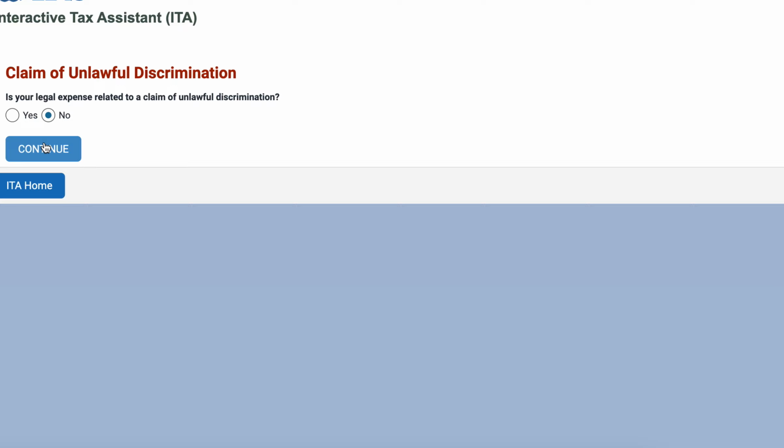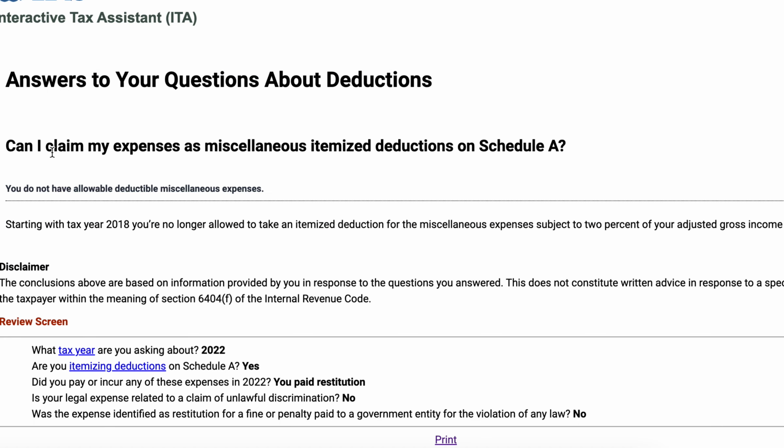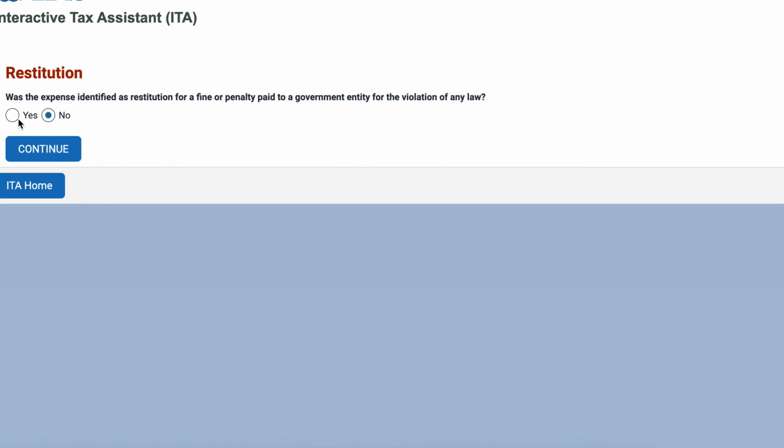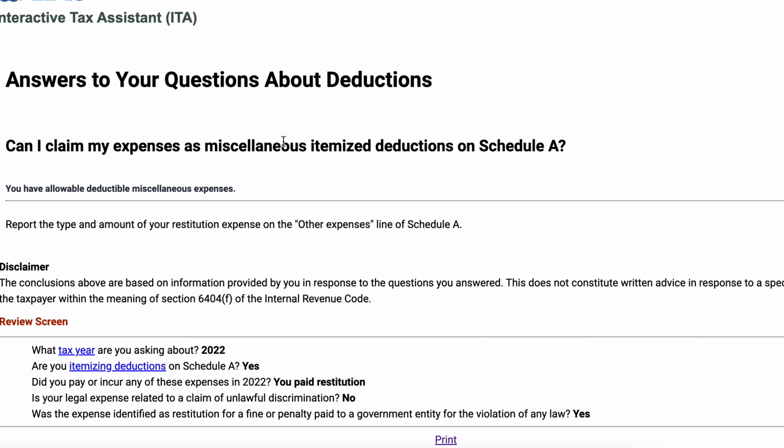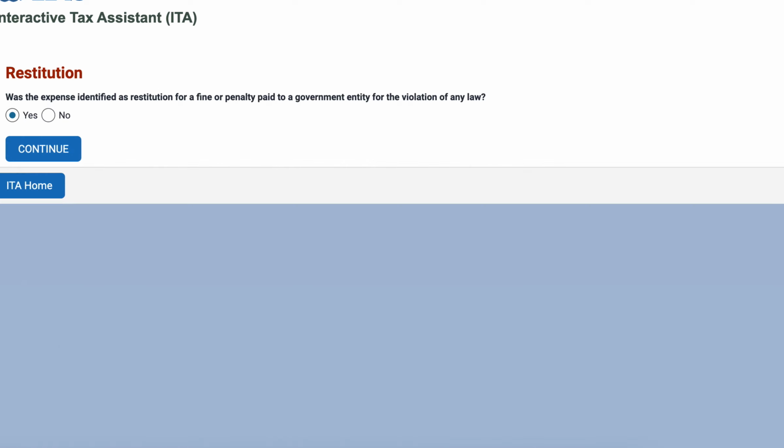So let's go to paying restitution. Was the expense identified as restitution for a fine or a penalty? If you say no, then you don't have any allowable expenses. If the expense was identified as restitution for a fine or penalty paid to a government entity for the violation of a law, then according to this, you would have allowable miscellaneous expenses.